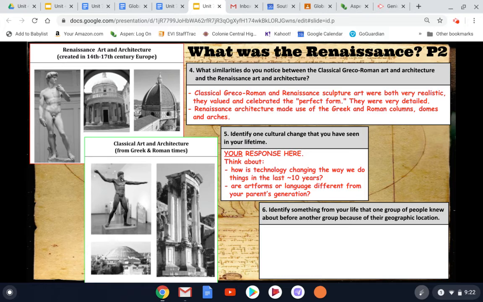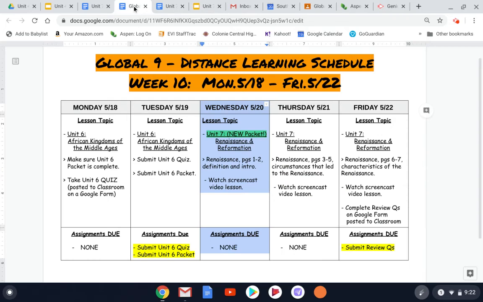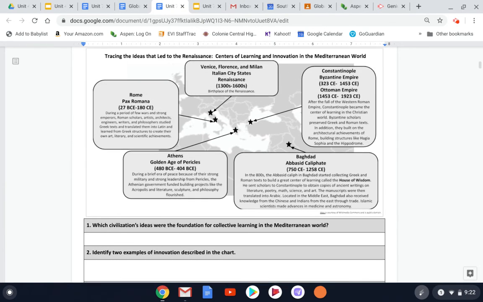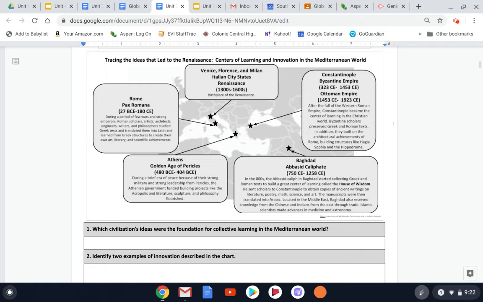So question 6 is kind of similar. I want you to think about something from your life that one group of people knew about before another group because of their geographic location. I'll go back to our packet just for a second to explain what this question is getting at. So back up to our map here. We'll learn tomorrow on the next couple of pages why the Renaissance is starting, why it's happening in Italy. But this is a very important location type of question.